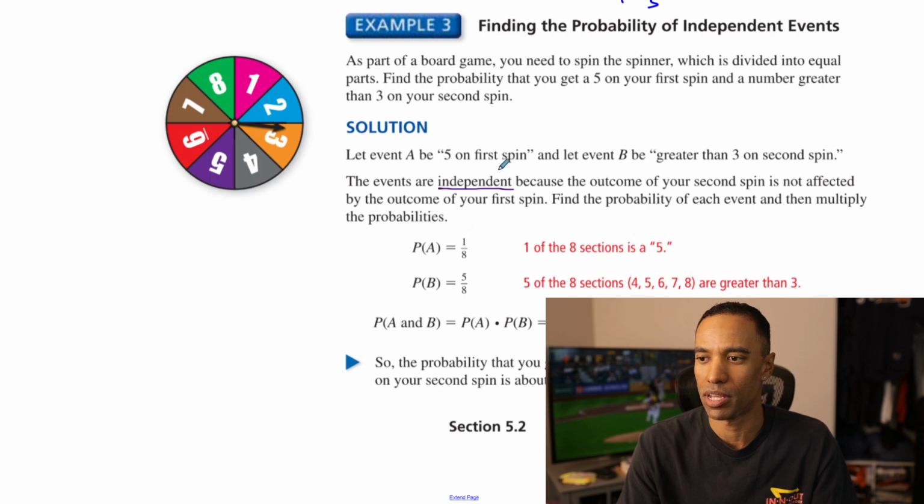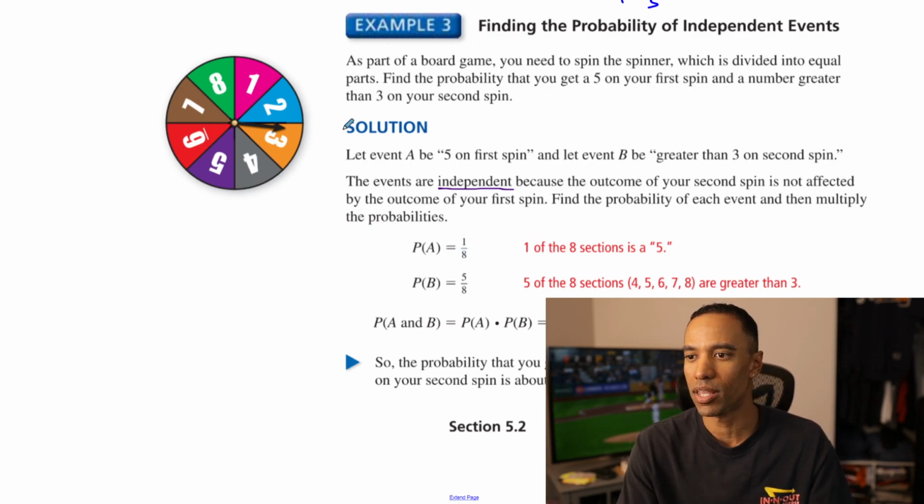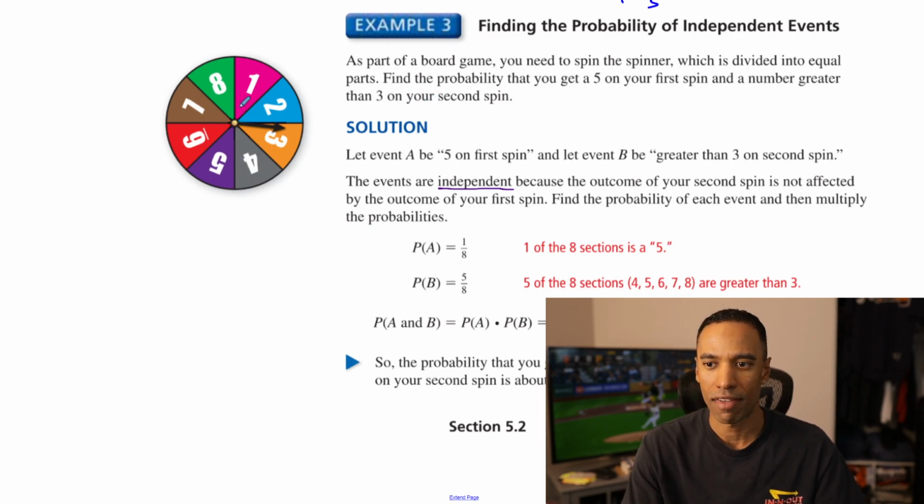So there are 2 probabilities in play here because there are 2 different events. Event A is landing on a 5 on the first spin. That's a 1/8 chance because there are 8 things total, all of equal likelihood. 5 is one of the 8 targets. So you have a 1/8 probability of landing on 5. And then the probability that you have greater than 3 is 5/8.